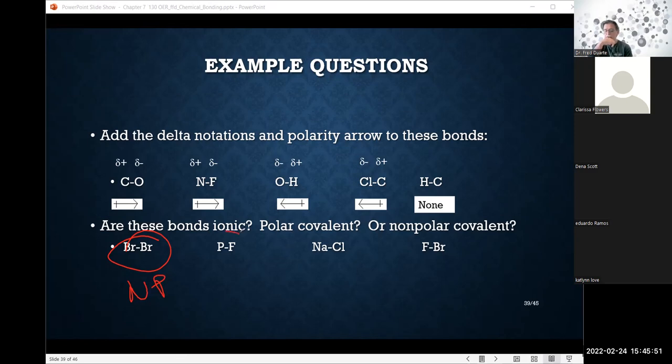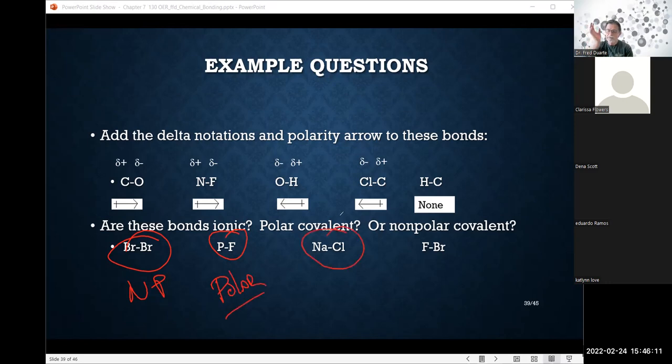Phosphorus and fluoride, it's a covalent bond, okay? Question is, is it polar or nonpolar? Well, the fact that you got phosphorus and fluoride, no question about it. Two different elements. We have a polar bond.